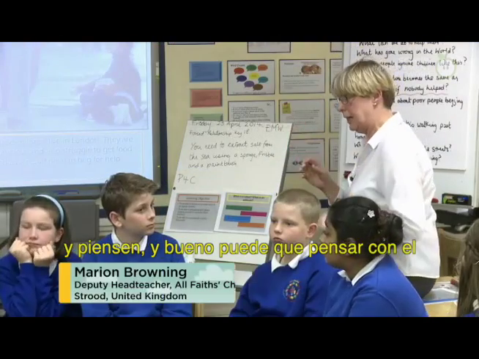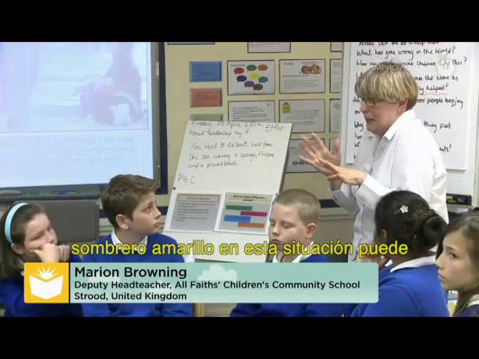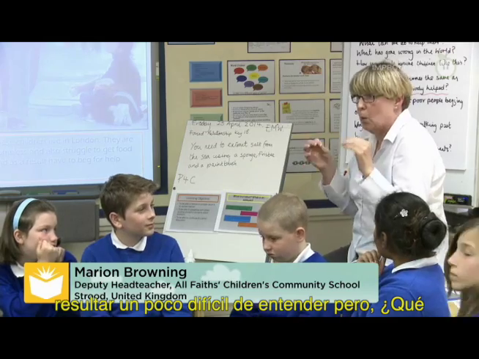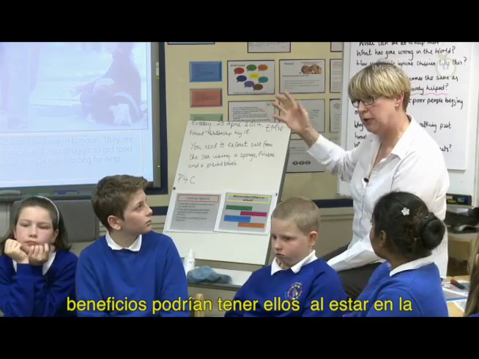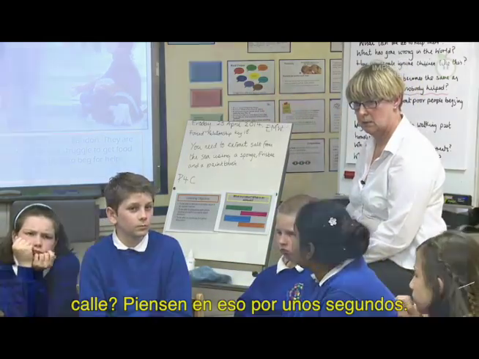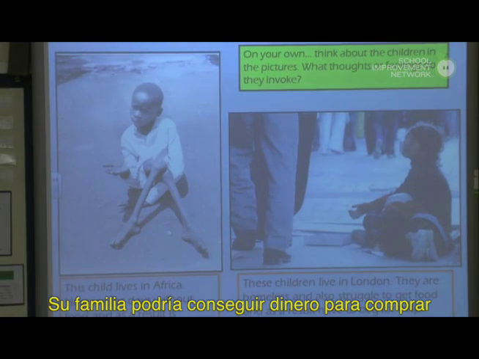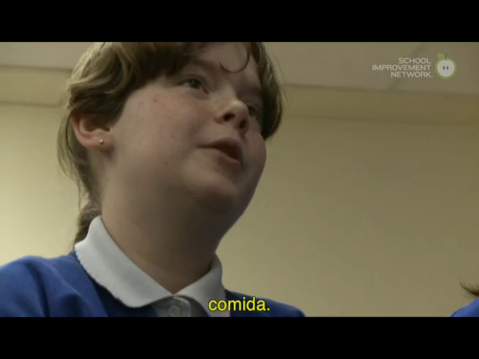I know, yellow hat thinking about this is maybe a little bit difficult to comprehend, but what are the benefits of them being on the street? Now think about that for a few seconds. Their family could then get some money and they could have some food.